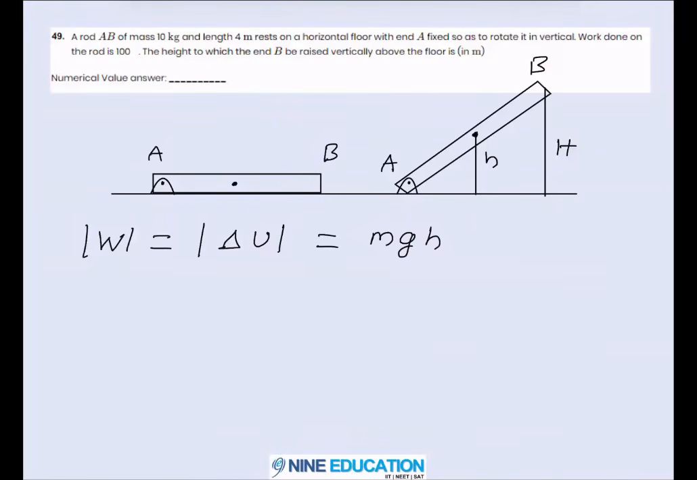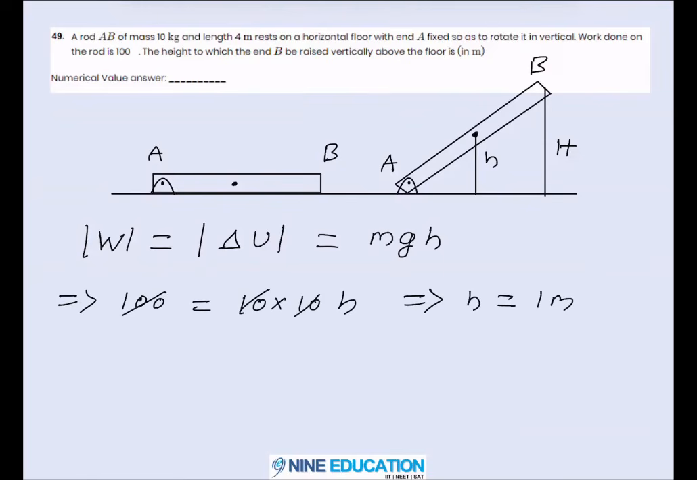According to the question, the work done is already given, which is 100 joule. So from here, we can write 100 joule is equal to m, where m is 10 and g is also 10, into h. So 100 and 10 cancel out, and from here, the height of the center of mass comes out to be 1 meter.